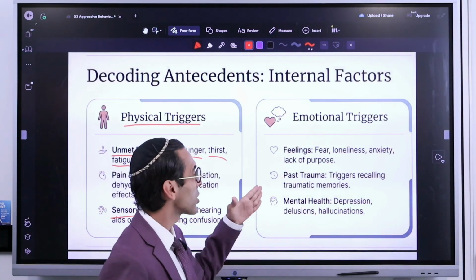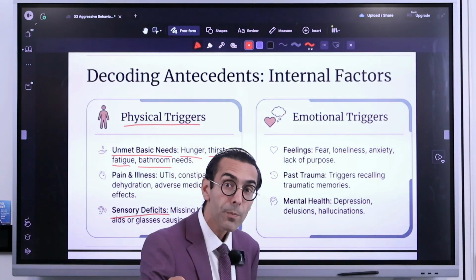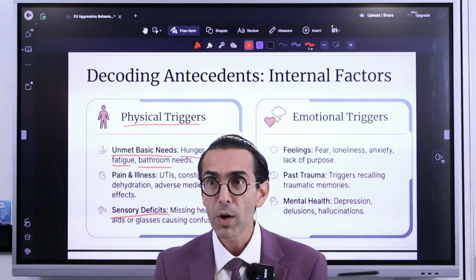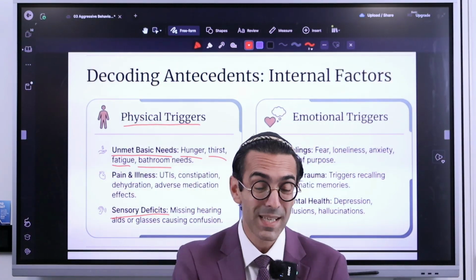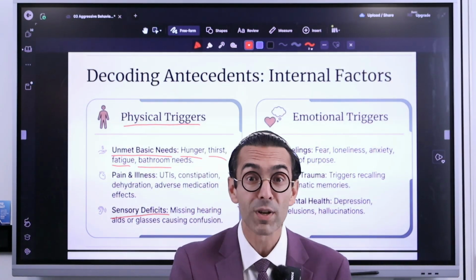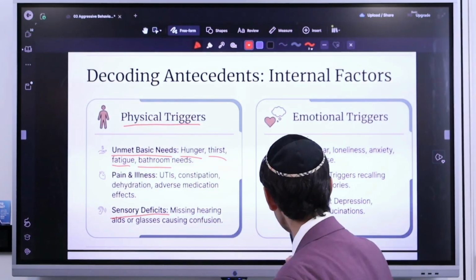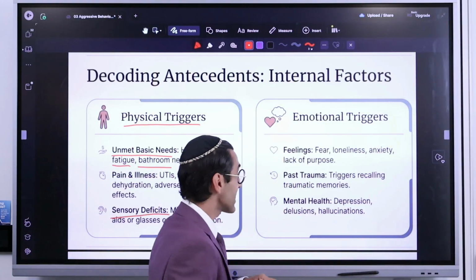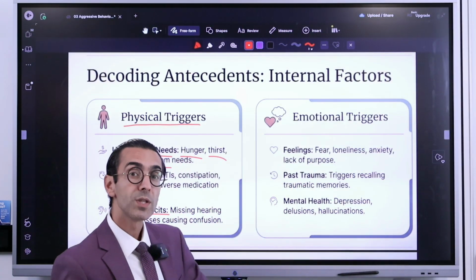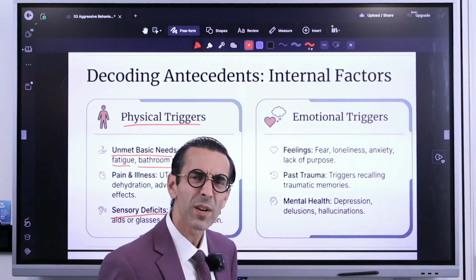Okay, emotional triggers: feelings of fear, loneliness, lack of purpose. Did you know that anyone who has lack of purpose has a significant increase in risk of accelerating dementia progression? That's huge. Okay, mental health, depression, delusions, hallucinations, all these things are internal triggers.